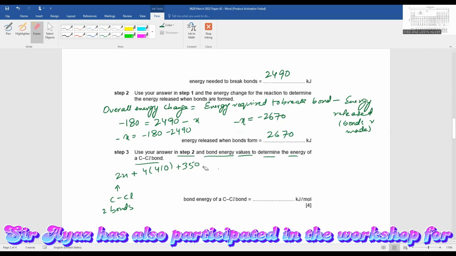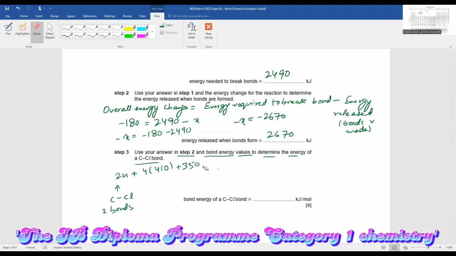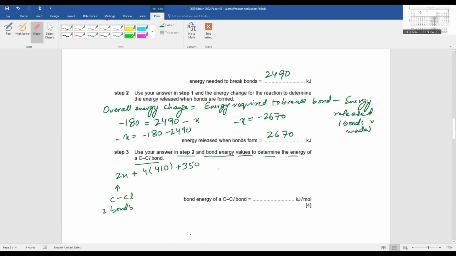And it should be subtracted from 2670. Sorry, it should be equal to 2670. So what will we get? We will get 2x is equal to 2670 minus 1990, and 680 will be the answer. Then we'll divide 680 by 2 in order to get the value of x. So it will be 340 kilojoules per mole.